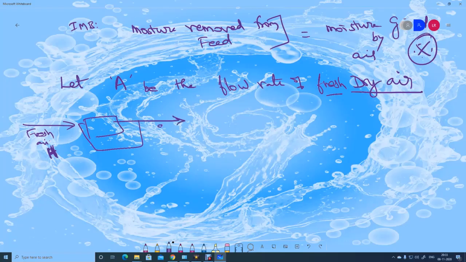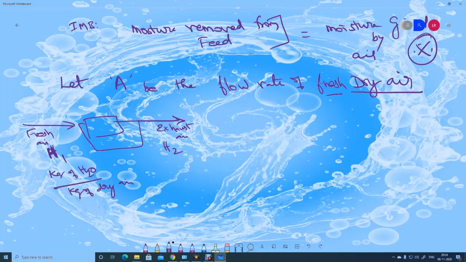So we have exhaust air, which has a humidity H2, H1. Both are given, right? So what is humidity? It is the kg of water vapor per kg of dry air. Okay, so this fresh air is what we are defining now.